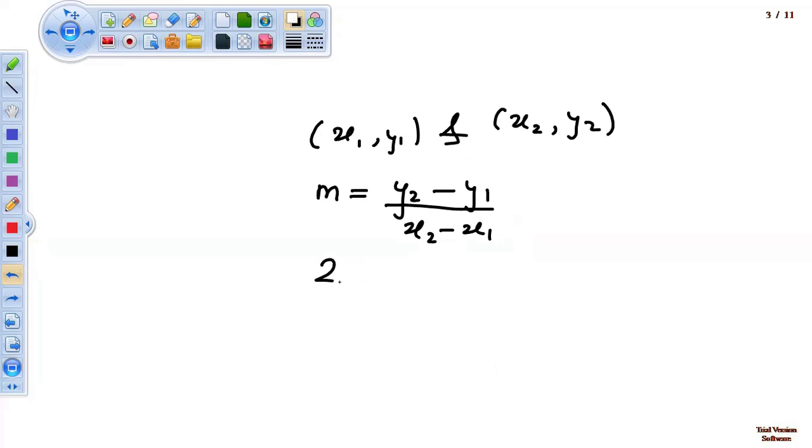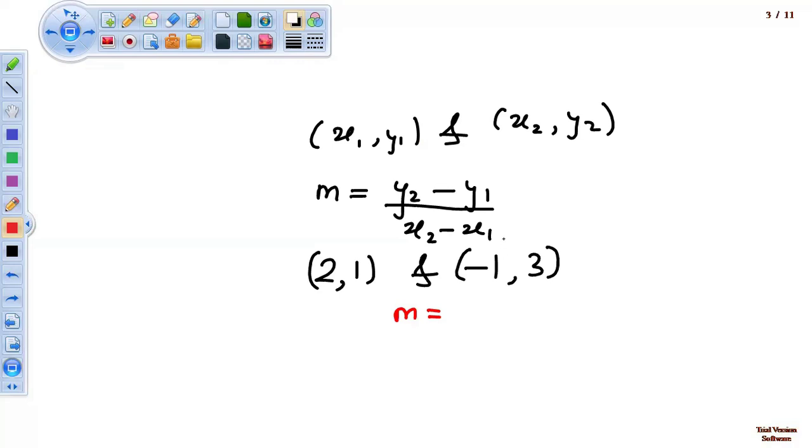Say we have 2 points, 2, 1 and minus 1, 3. And you want to find the slope of the line that is made by joining these 2 points. So for that, we can use this formula. Slope will be equal to y2 minus y1. It's your choice which number you want to take as x1, and which you want to take as x2.